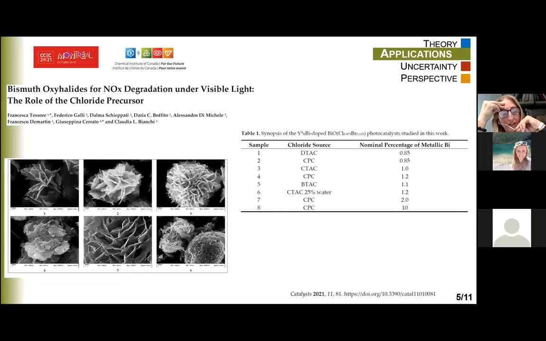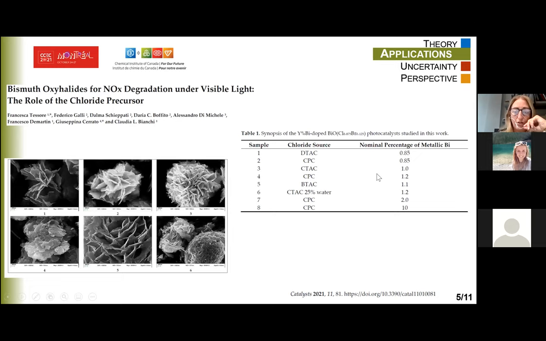Here it's the preparation of particular photocatalysts. In this case, this photocatalyst comes from bismuth oxalates. And in our laboratory, they are then used to degrade NOx under visible light. The aim of this experimentation was to first of all prepare and test these materials. And as you can see, also from the scanning electron microscope point of view, these materials were very different from the morphology point of view. They were prepared changing the chloride source, and we have a nominal percentage of metallic bismuth.